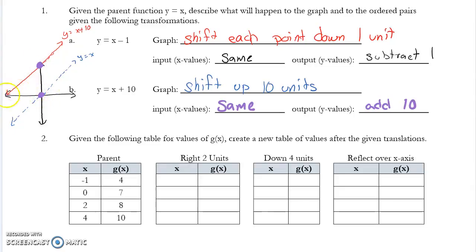So technically, for linear equations, it could be either one, but you just have to be careful with how you describe what's happening to each input or output value. And you can see from the graph, shift up versus shift left, it's not going to be any different. All right, go ahead and take a minute again, pause, and try to fill in our tables.